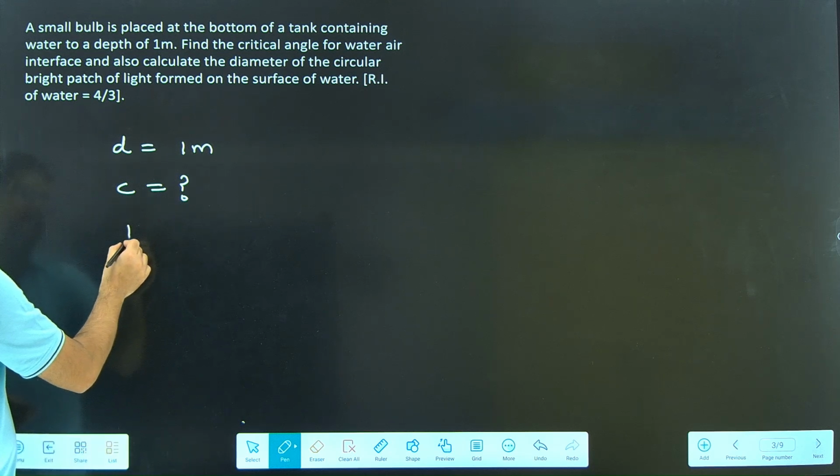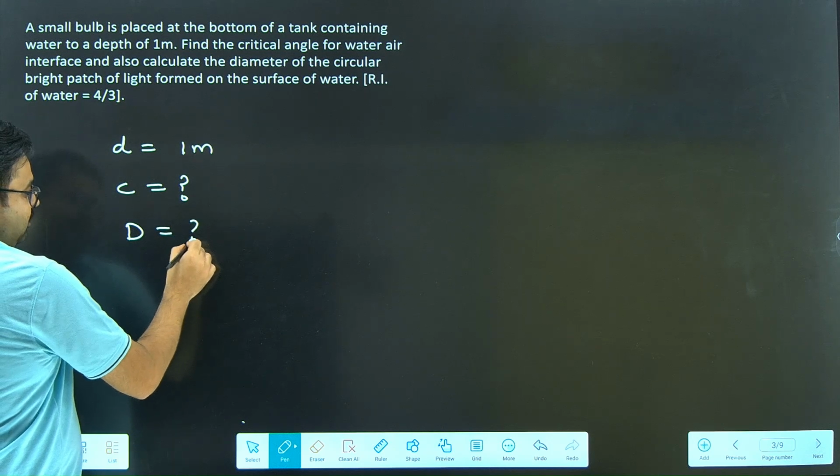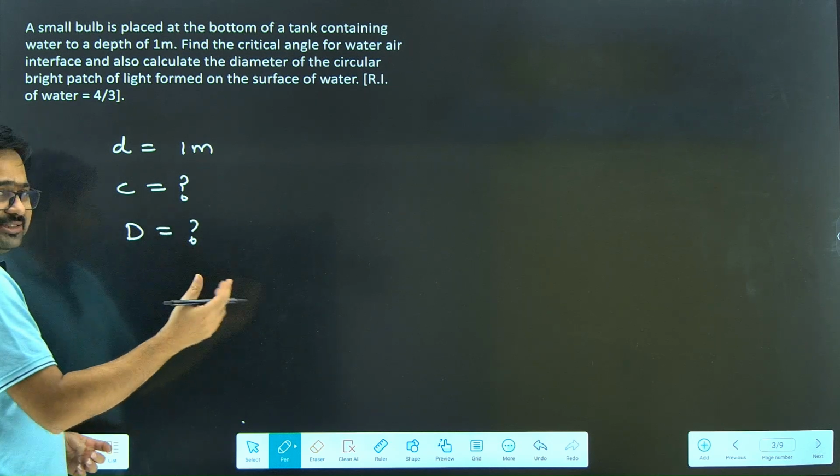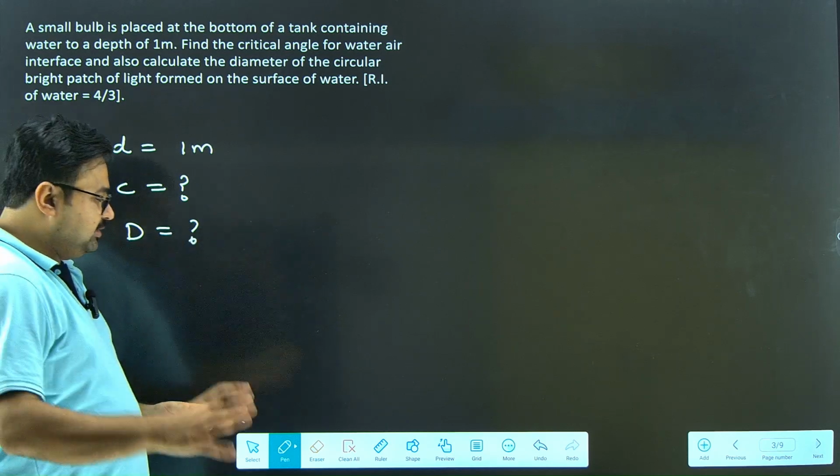So we will call that capital D, right? We need to calculate the diameter. Of course, if you just found the radius, that would be good enough. Double the radius would be diameter. Now let us imagine this.